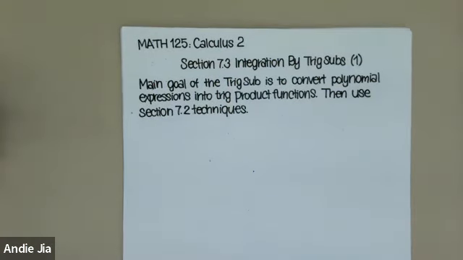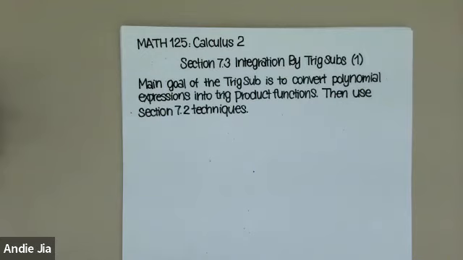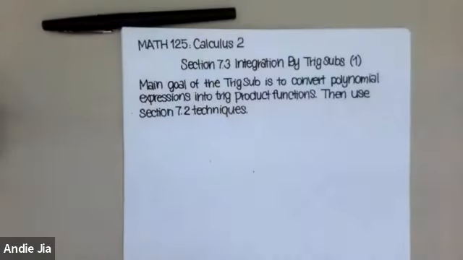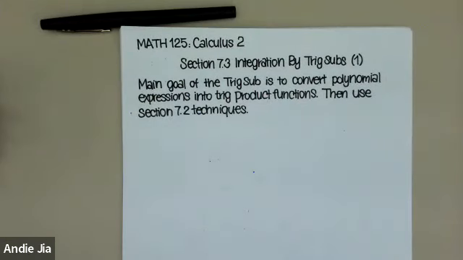So it's basically the same as 7.2, where you had different cases. If you have anything like the binomial, case 1 is something like a squared minus x squared.